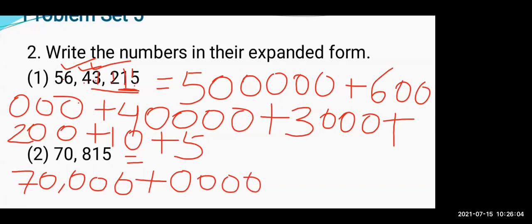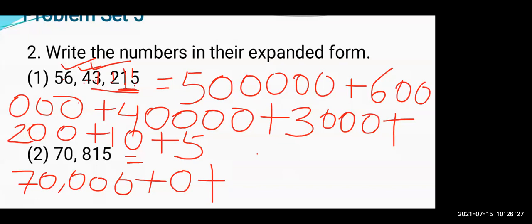Because after 0, how many numbers are there? 3 numbers. So you are going to write 0, or you can add more zeros, but a single 0 is very good. Plus, because 0 is in whose place? 0 is in the place of 1000. So 0 multiplied by 1000 is 0 only. So we will put only 1 zero.